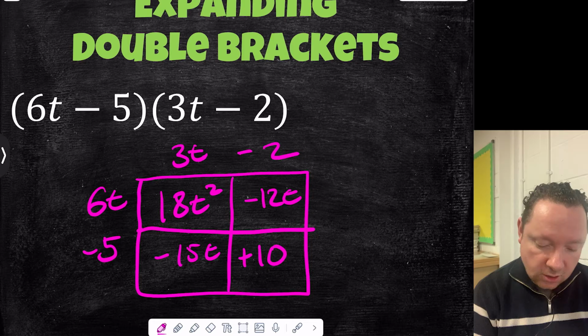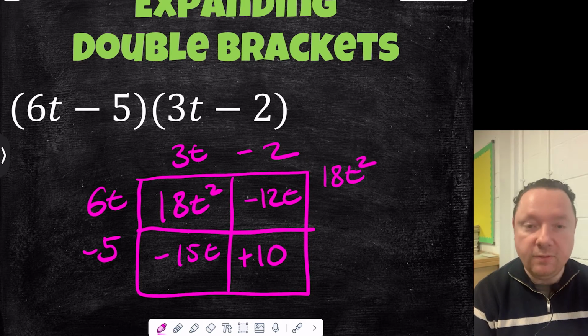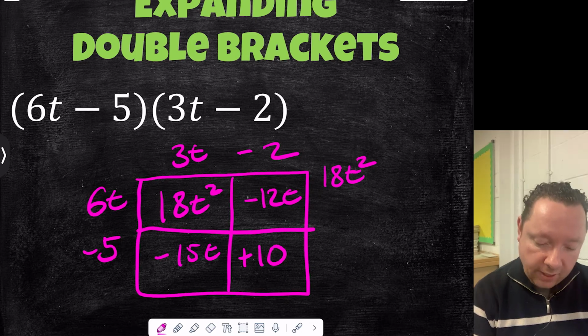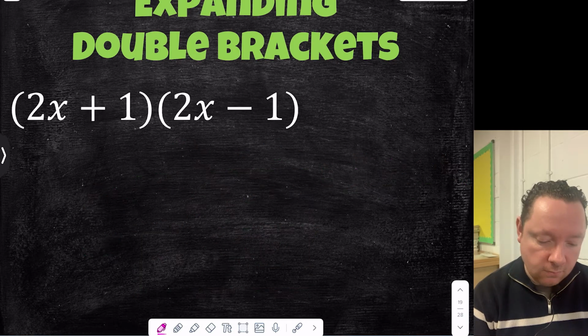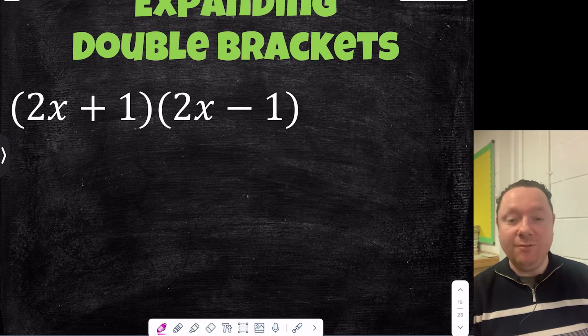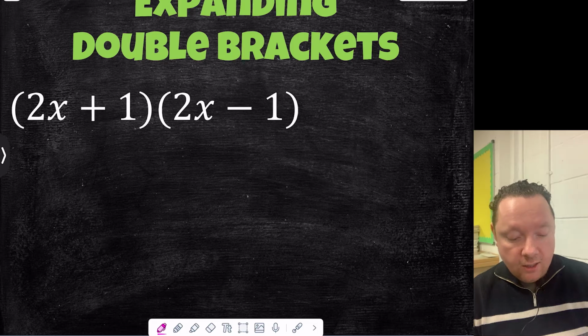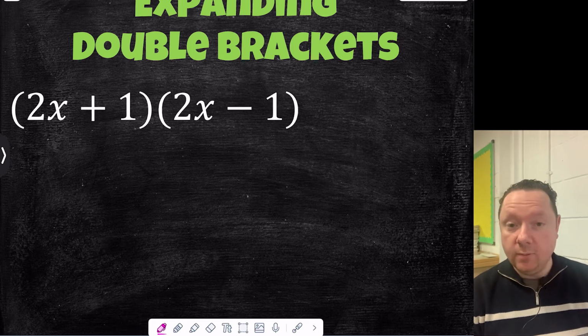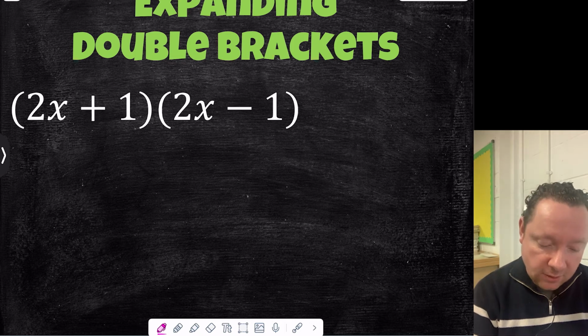So our final answer is 18t squared. Minus 15 minus 12 is minus 27t. And then I've got plus 10 hanging around on the end. Here's a special case. We call this a difference of two squares. It's when you've got 2x plus 1, 2x minus 1, plus and minus, but the brackets are the same otherwise. And you'll see what happens. You'll see as well when you get to factorising.